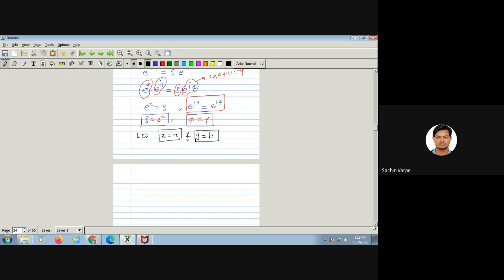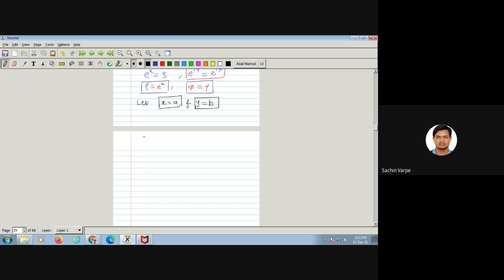So let us now check these lines map to what. So for x is equal to a, what we'll get? For x is equal to a, मुझे रो क्या मिलेगा? Therefore rho is equal to e to the power a. So as a is constant, just like e raised to 1, e raised to 2, तो ये क्या है? रियल नंबर ही है ना?